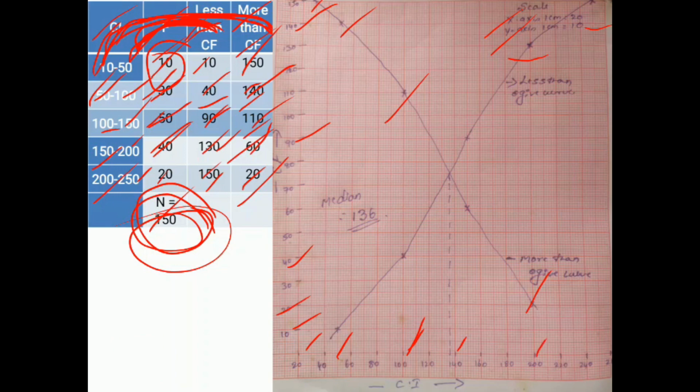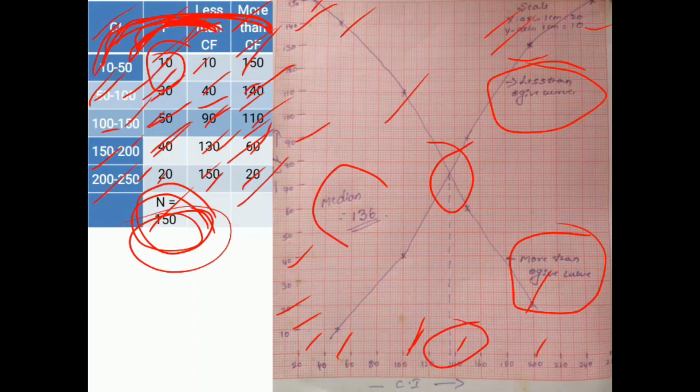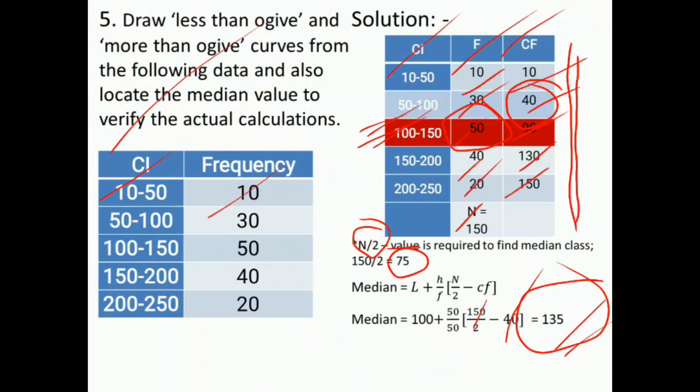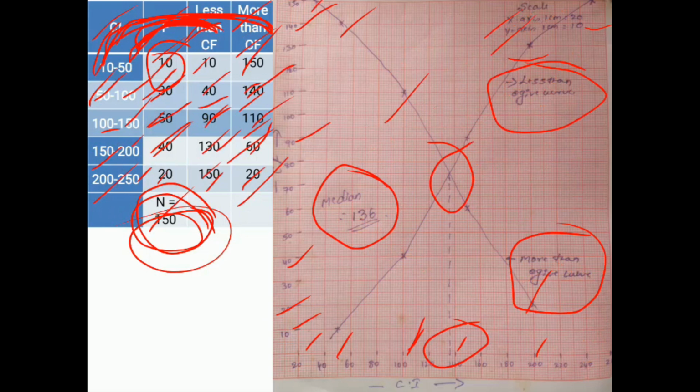The curve which is moving upward, we call it the less than ogive curve. The curve which is coming downwards, we call it the more than ogive curve. The intersection point is this. Just drop a line and check what is that value. This is your median. If you are getting 136, it is somewhere very near to your answer in the calculation, where you are getting 135. So there might be a minor error in plotting the graph. So your answer is median is 135.